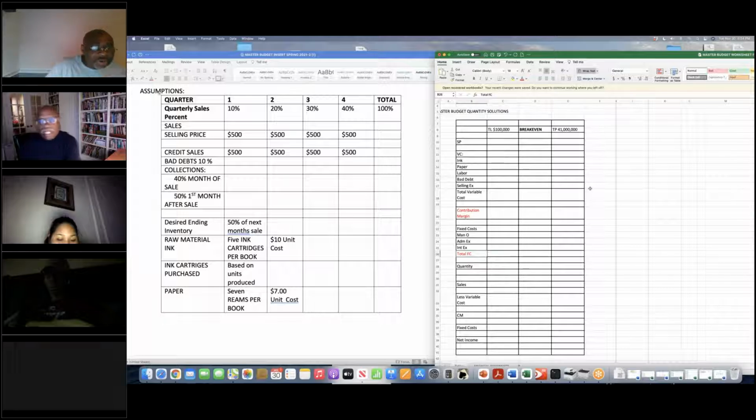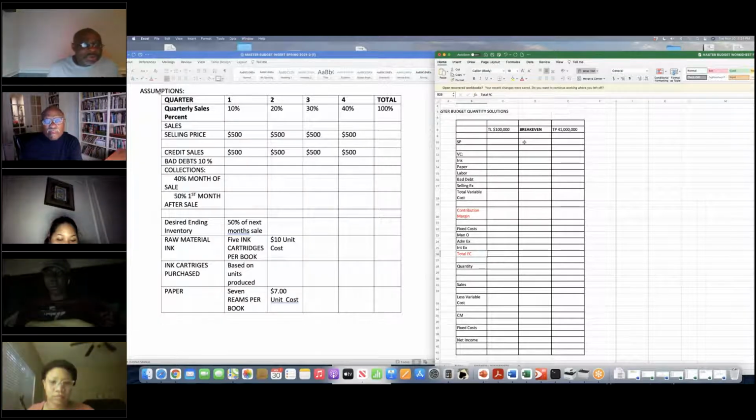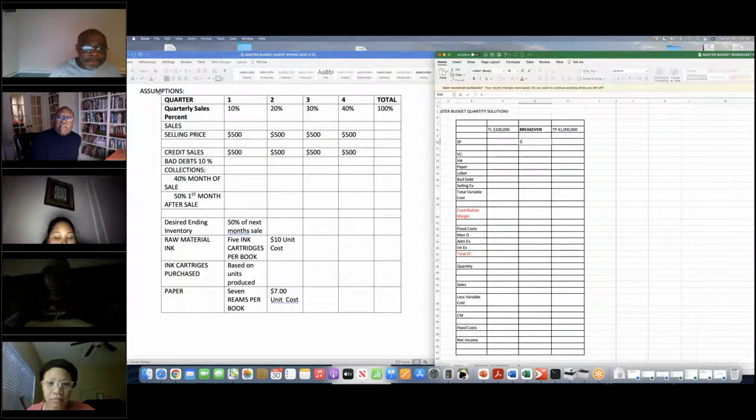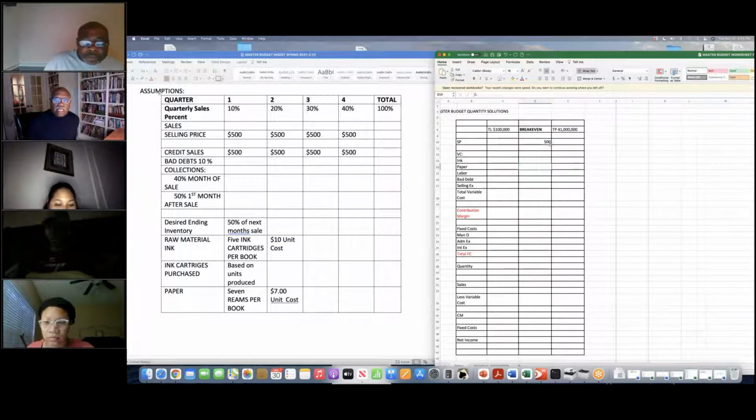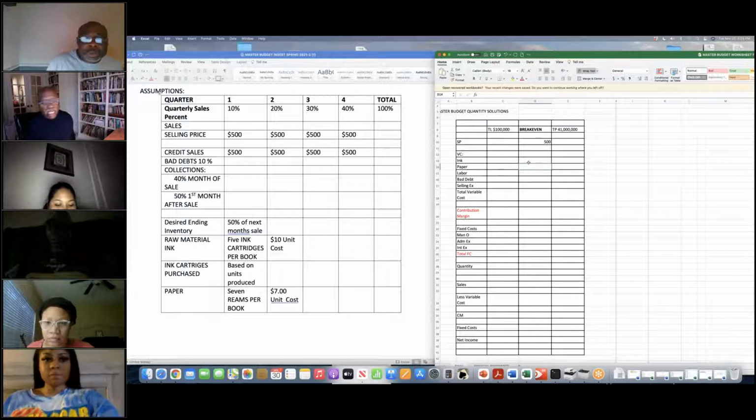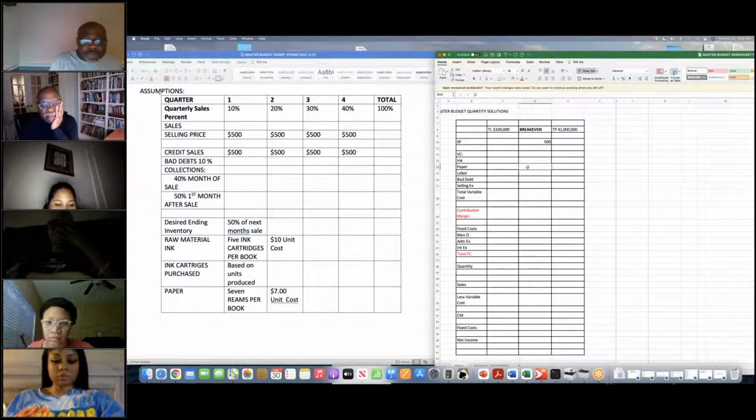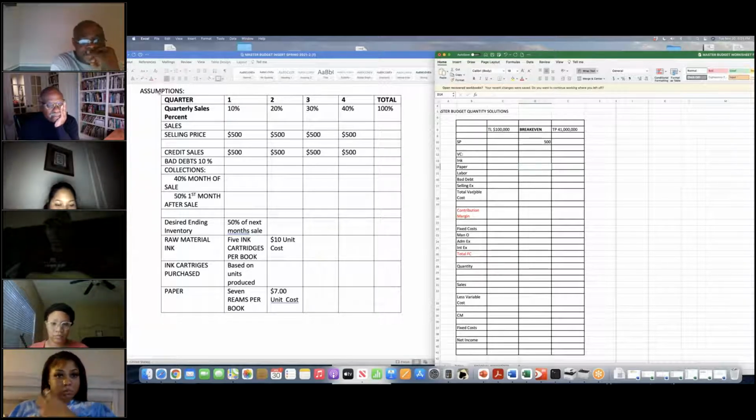What is our selling price? $500. Okay, so the selling price is $500 for each unit. Now we need the unit ink, paper, labor, bad debt, and selling expense. We go to the ink. What do we have?